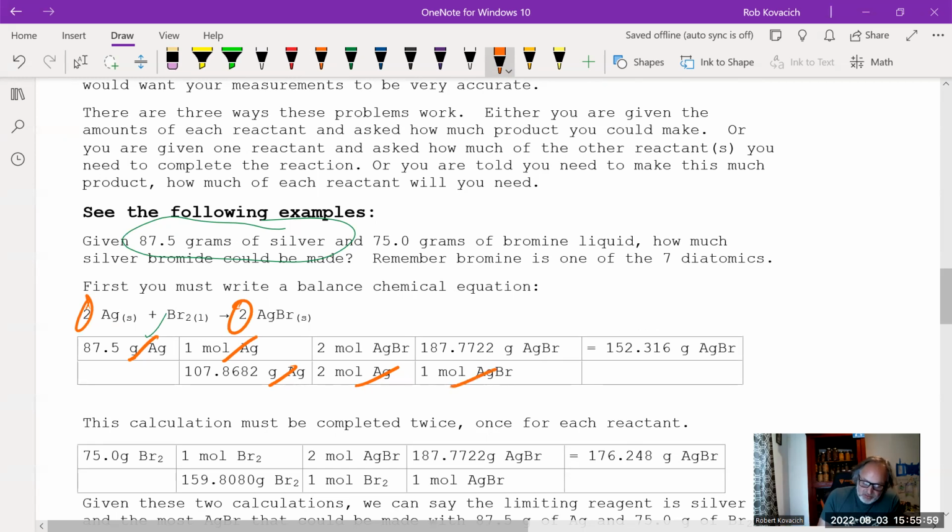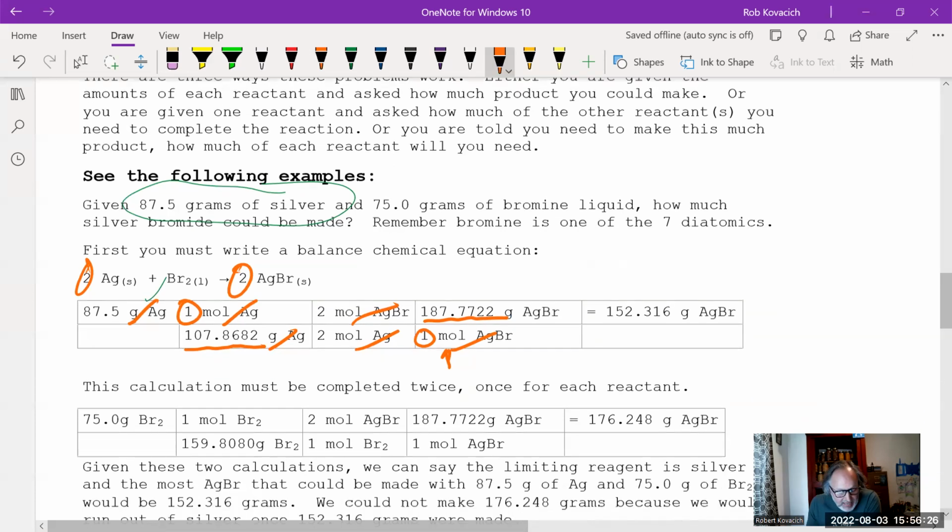So then my moles of silver bromide cancels out with moles of silver bromide. And 187.722 is the mass of 1 silver plus 1 bromine off the periodic table. And again, you see that it's 1 mole in both of these because these numbers came off the periodic table, and so they're always versus 1 mole of that substance. And so I calculate 152.316 grams of silver bromide. Great. Can I make that much? I don't know. The reason I don't know is, is the bromine going to run out first? Let's find out. So I'm going to go ahead and take my 75 grams of bromine and put it in here.